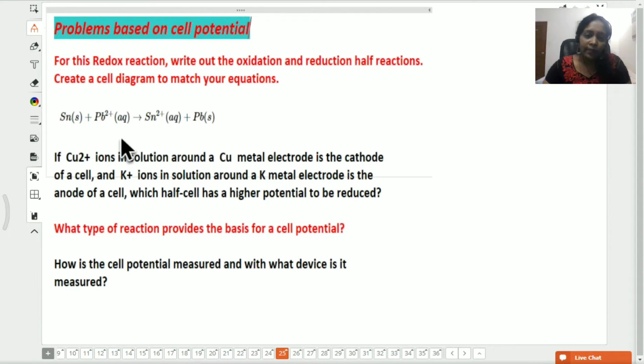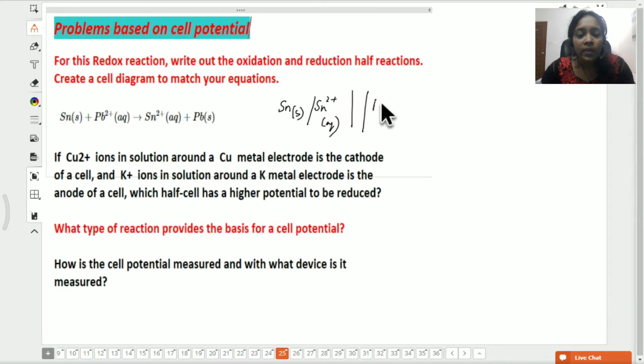So this is the reaction given. Obviously you find tin, or Sn, undergoing oxidation, and you find Pb undergoing reduction, right? So which is the anode? The anode has to be written on the left hand side. So we put a salt bridge here. Anode has to be written on the left hand side. So we will write Sn | Sn2+ (aq) || Pb2+ (aq) | Pb. This would be your cell diagram.